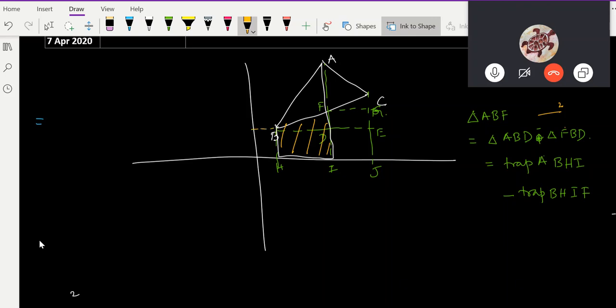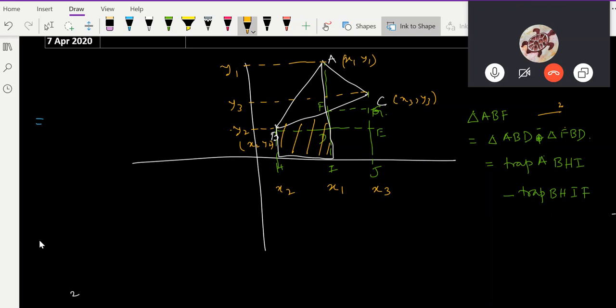So I know this is x1, y1, x2, y2, and x3, y3. This is what we know. So that means this is x3, this is x1, this is x2, this is y2, this is y3, and this is y1. This is what I know, right?